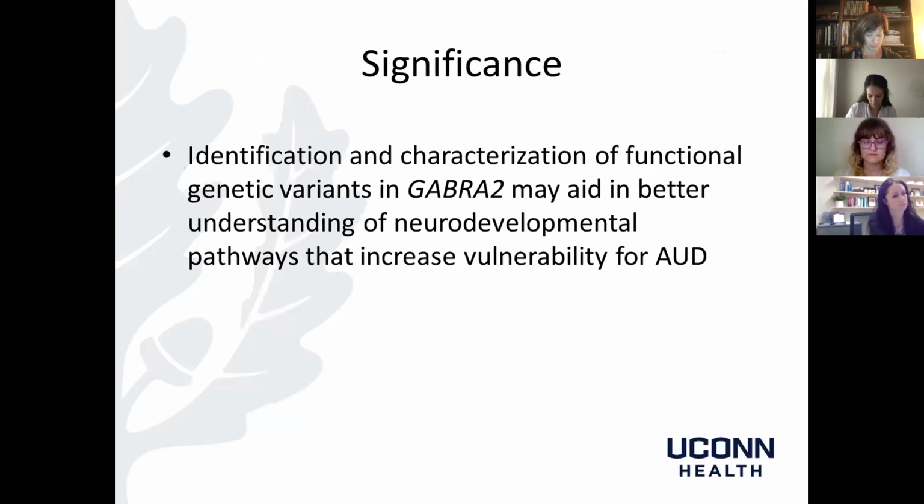The public health significance and basic science significance of this project is identification and characterization of functional variants within GABA alpha-2, and more specifically within the AUD-associated haplotype block, could aid in better understanding of neurodevelopmental pathways that increase vulnerability for alcohol use disorder. And this could subsequently aid in counseling of people that are at increased genetic predisposition for developing this disorder, and could also possibly aid in forming more specific treatments for this disorder.